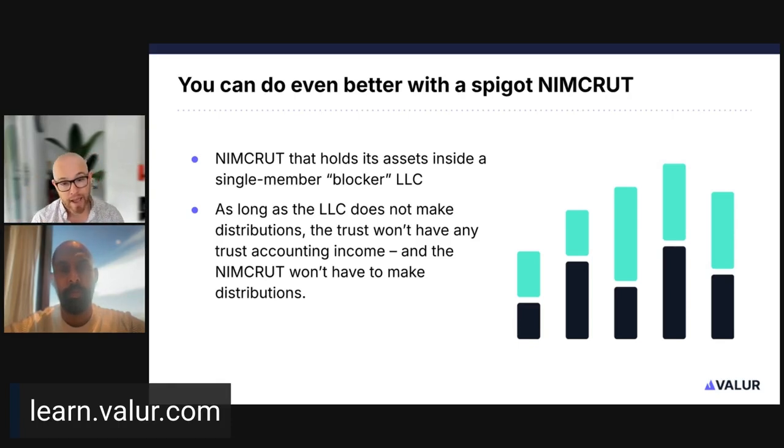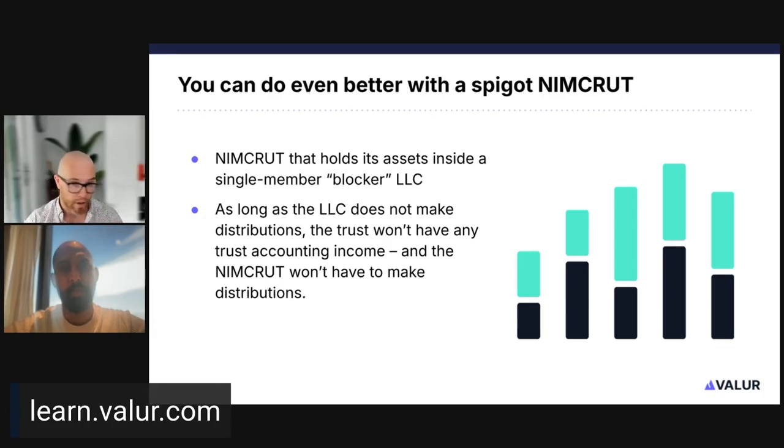And what happens now is, let's imagine that you've reached the point where you want to sell some stock inside of the NIMCRUT. Or let's say you've got a 2% a year dividend and you don't want that money to come out as a distribution. In a traditional NIMCRUT, it would have to if you had the amount to distribute. By adding this LLC, you're able to block that income so that the trust doesn't see it. And if the trust doesn't see the income, it's not forced to distribute.